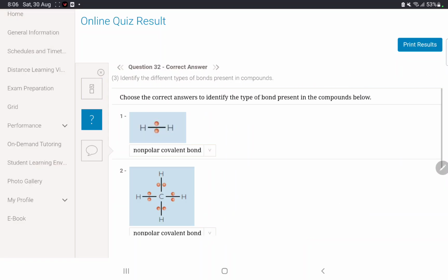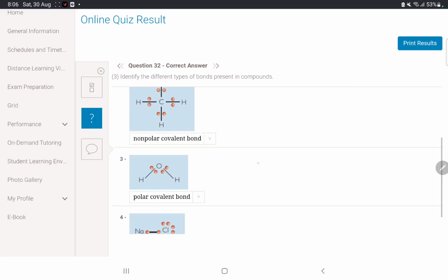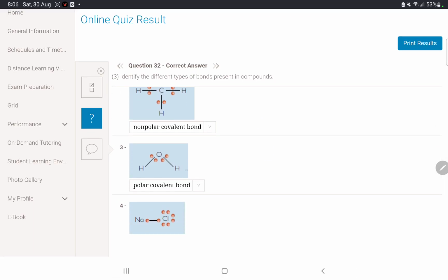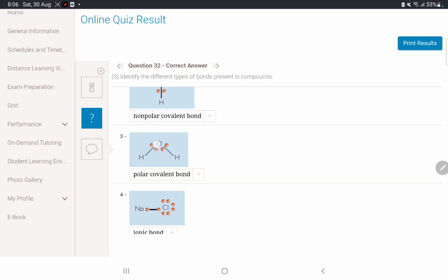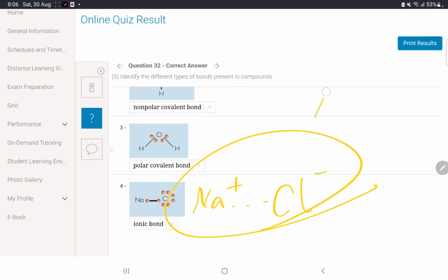See here, normal covalent bond, which means non-polar, normal covalent bond, which means non-polar, polar covalent bond: hydrogen slightly electropositive, oxygen slightly electronegative. This is an ionic bond because you see Na plus Cl minus, they transfer the electrons, you get NaCl, an ionic bond.